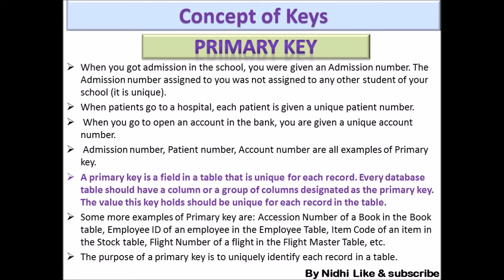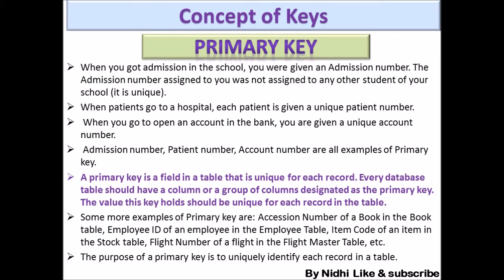When you got admission in the school, you were given an admission number. That admission number was assigned to you and was not assigned to any other student of your school. That means we can say that the admission number is a unique number. Similarly, another example: when a patient goes to a hospital, each patient is also given a unique id number, that is the patient number. Similarly, when a person opens an account in the bank, that person is given a unique account number.